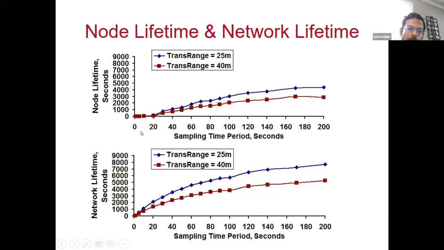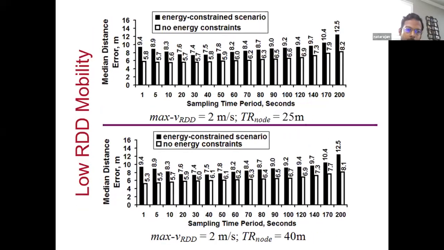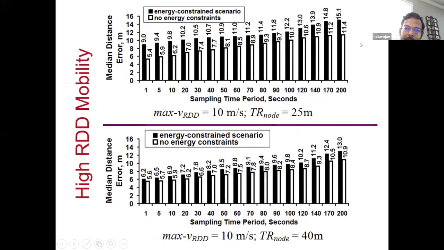So if you operate with a lower sampling time period, the network lifetime is going to be smaller. Whereas if you operate at a larger sampling time period, the network lifetime and the node lifetime are going to be larger. But the trade-off is, as I showed, for all mobility values, the median distance error is going to be larger as you operate at a larger sampling time period.